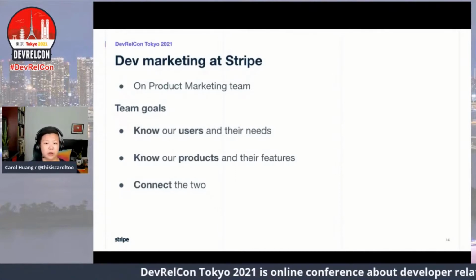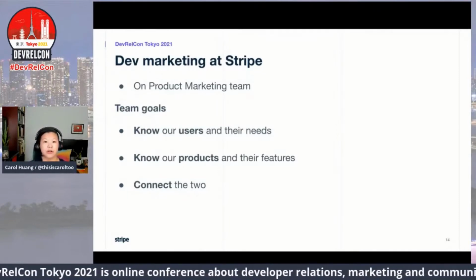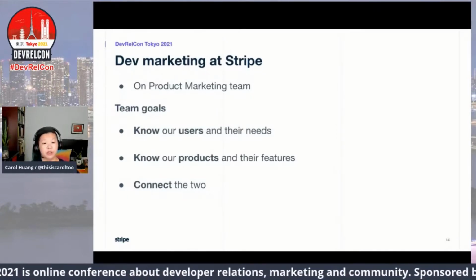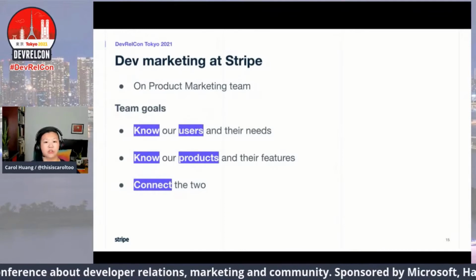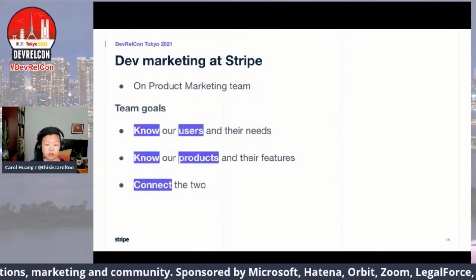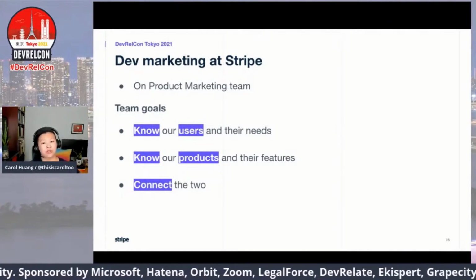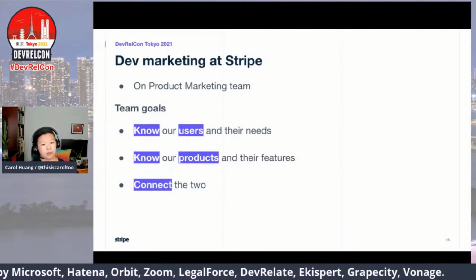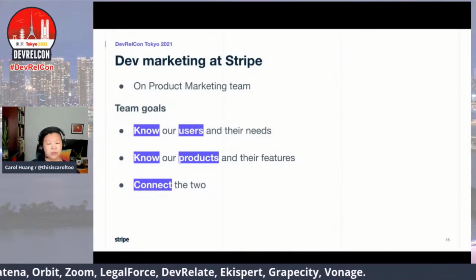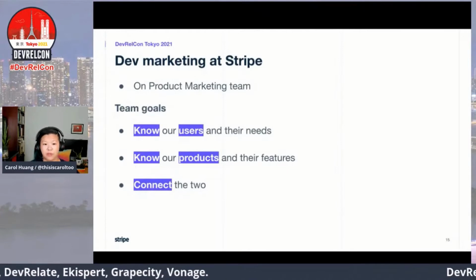I've been on community or marketing teams that really focused almost entirely on events or enablement through education. But here at Stripe, our goals are to know our users and their needs, know our products and their features, and connect the two. I know you're looking at this and saying these goals seem pretty broad. It kind of seems like dev marketing's goals are maybe pointed in a different direction than dev advocacy goals, which is common. That's a common state of things.